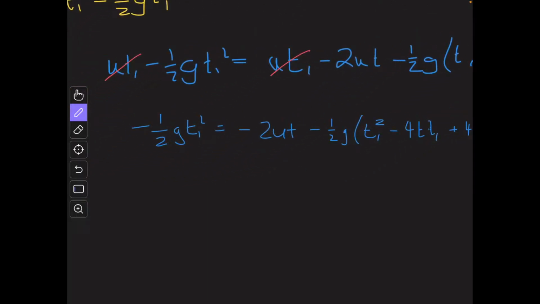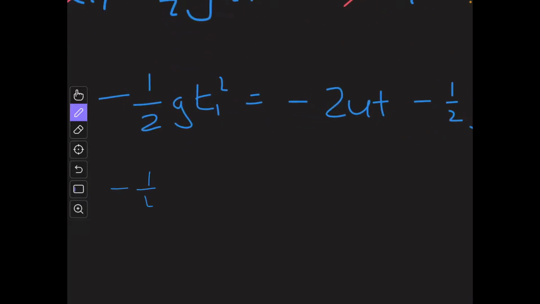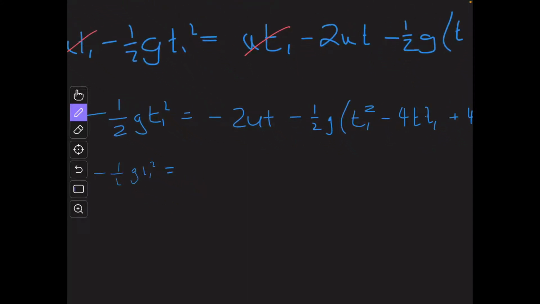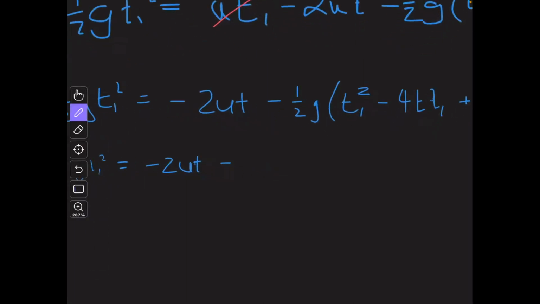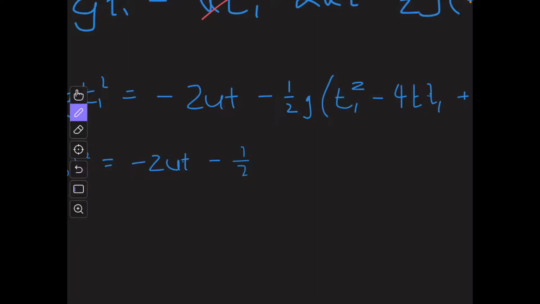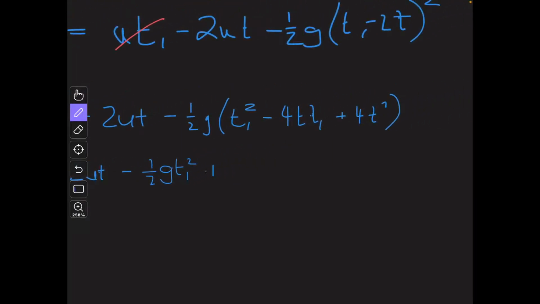Okay, so minus 1 over 2 g t1 squared equals minus 2ut minus a half g, t1 squared minus 4t t1 plus 4t squared. Now hopefully you, with more ambition and dreams, can write this out without a stylus. That is awful. Someday I'll invest in a good one.